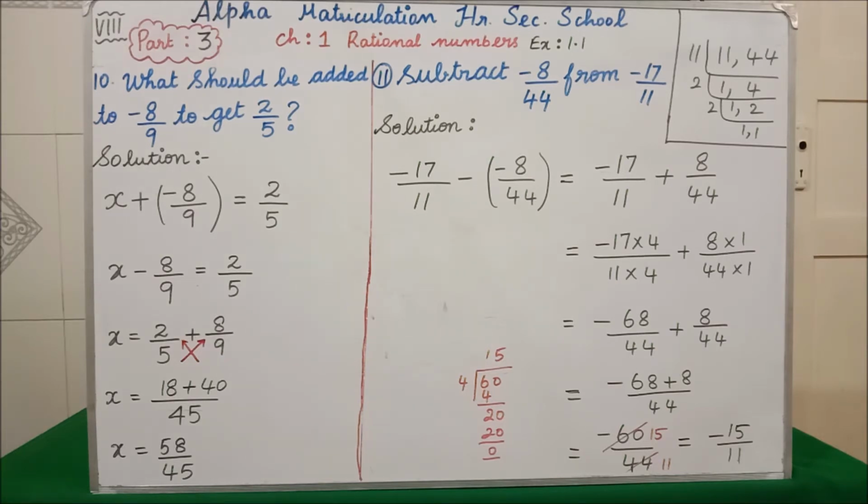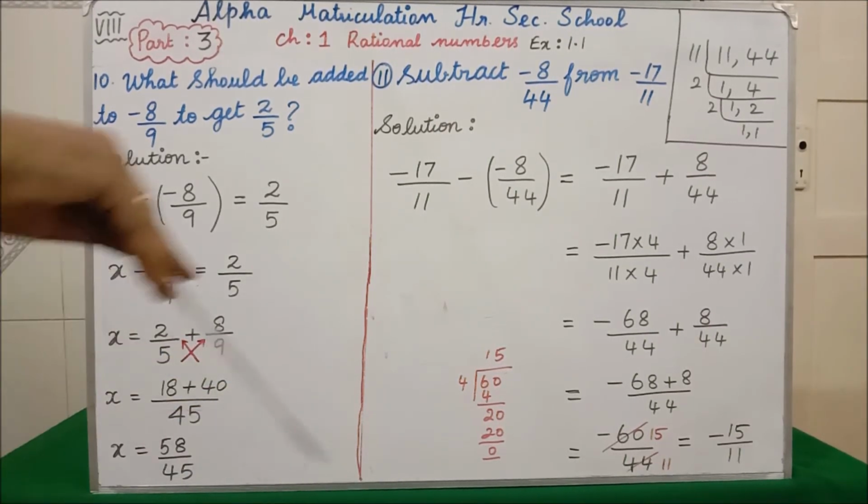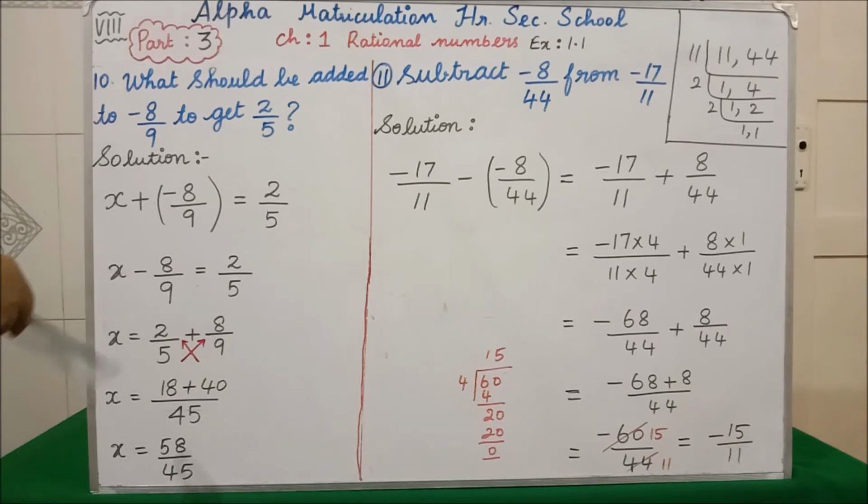Okay, here I am doing the cross multiplication. Cross multiplication means you have to start from right to left, and then from left to right. Usually cross multiplication means you have to start from right to left.